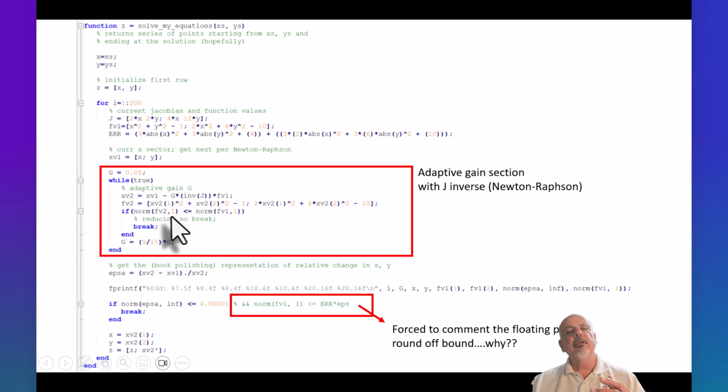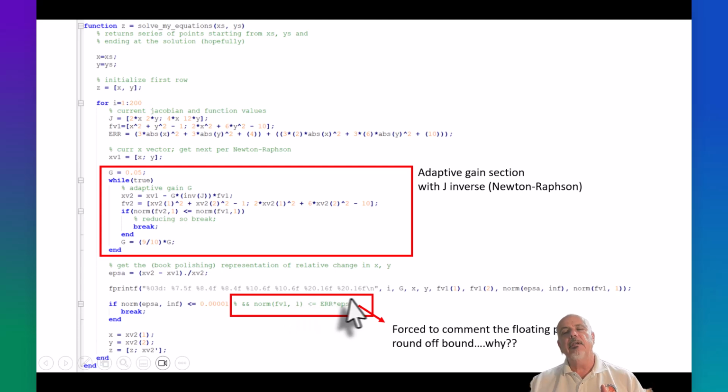And if the 1 norm of the fv2 is less than the 1 norm of the current function, I go ahead and break, and then I use that xv2 and fv2. If this is not true, then I reduce the gain. So I back off the gain a little bit, 9/10. So I start with the gain as 0.05, and I use that gain if it seems to work. But if it doesn't, I back off of it a little bit.